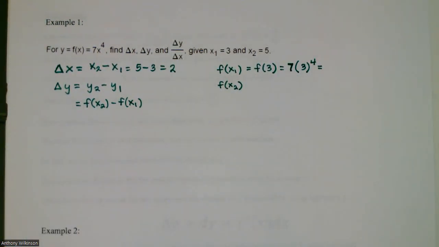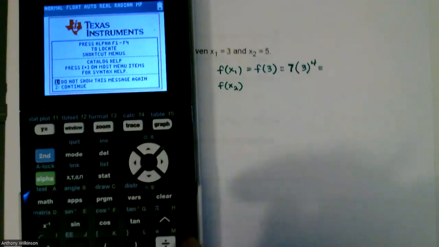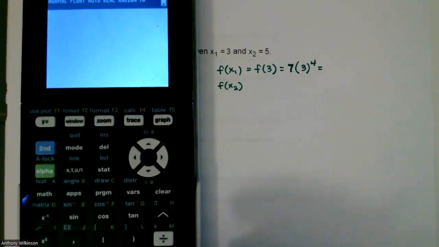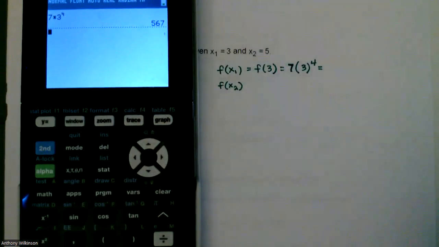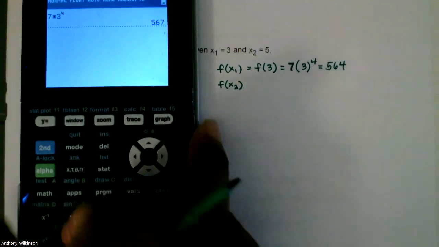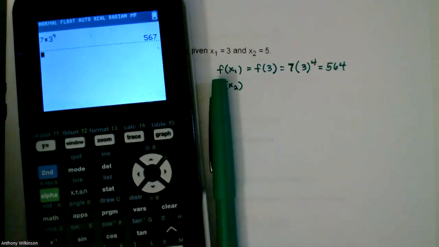And this can be done on the calculator if you like. So in this case, I'm going to have 7 times 3, press the hat key, then 4, and hit enter. That will be 567. So at x equals 3, f of 3 will be 567.